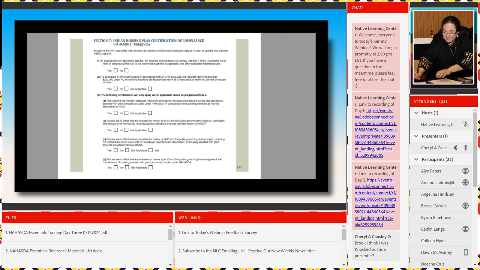Lots of times your tribal chairman's making that certification. So make sure you got it. Okay? And if you have minimum funding, you have to make sure that you have households below 80%, because when you're getting minimum funding, they're basically making an assumption that you're in a higher income area. Depending on your program activities, that you're going to have adequate insurance coverage for units that are owned, operated, or assisted with grant amounts. That's your rehab programs, down payment assistance, things like that.